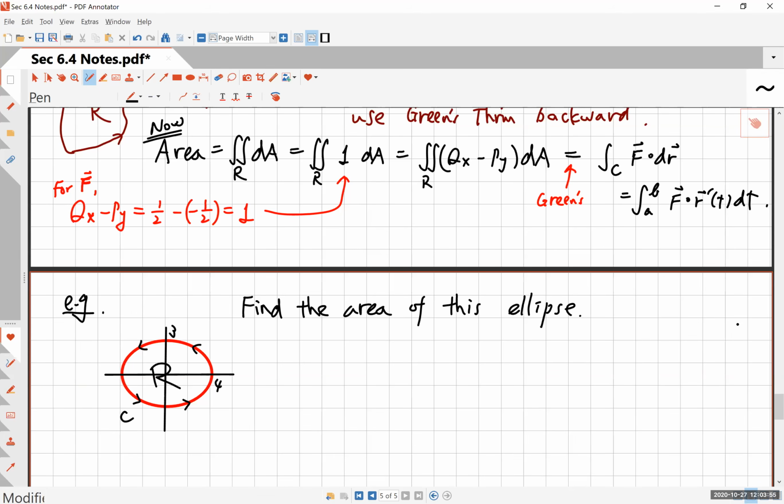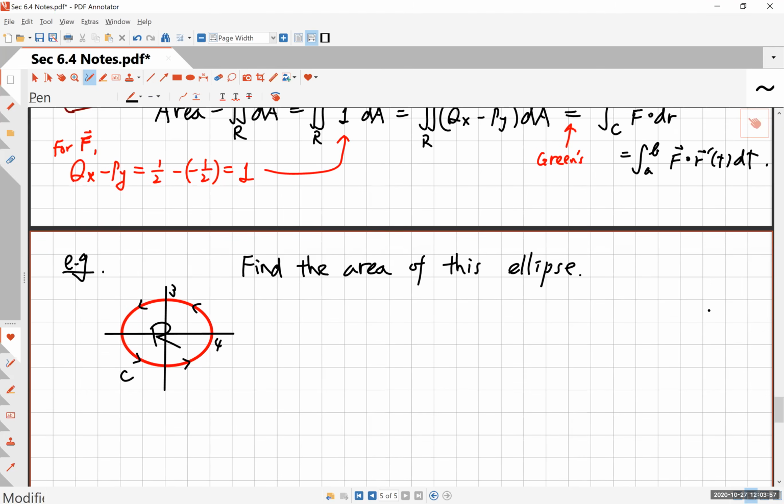Okay, so the question would be something like this. Find the area of this ellipse. So you have a semi-major axis, which is 4 units long, and then the semi-minor axis is 3 units long.